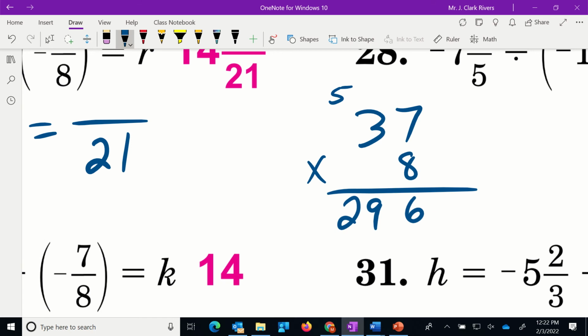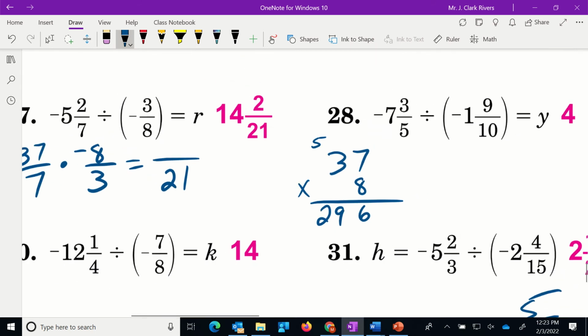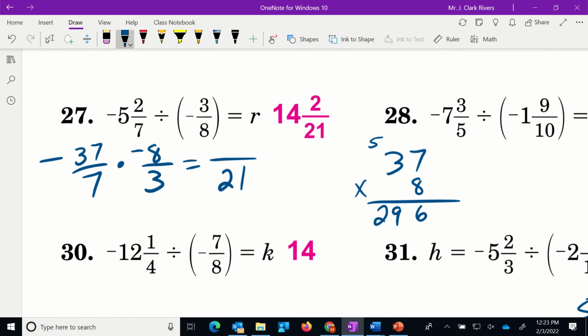Did I make a mistake somewhere? I don't know. 296. Yeah, that's what I thought. Yeah, I got 296 right. I must have made a mistake earlier then. My bad. 296 over 21. Okay?